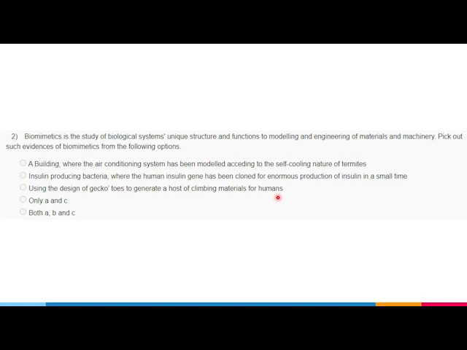I guess everyone should try and put in an answer at least. So Ria says it is option D, A and C. That is a building where the air conditioning system has been modeled according to the self-cooling nature of termites, and C, using the design of gecko's toes to generate a host of climbing materials for humans. Niranjana says it is C, that is using the design of gecko's toes to generate a host of climbing materials for humans. Okay, so anyone else?